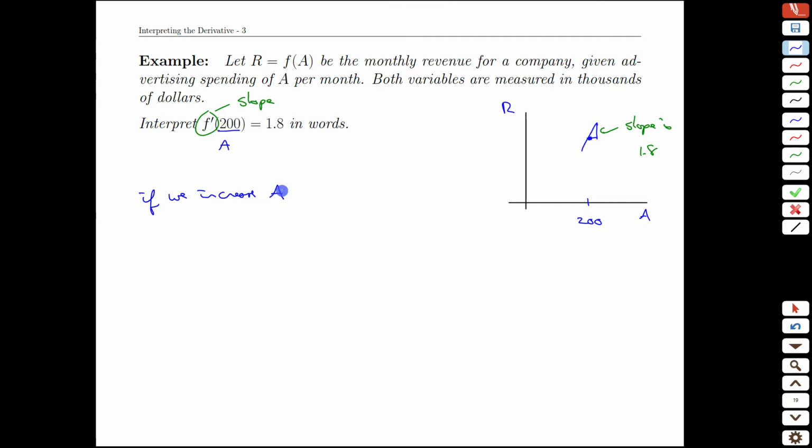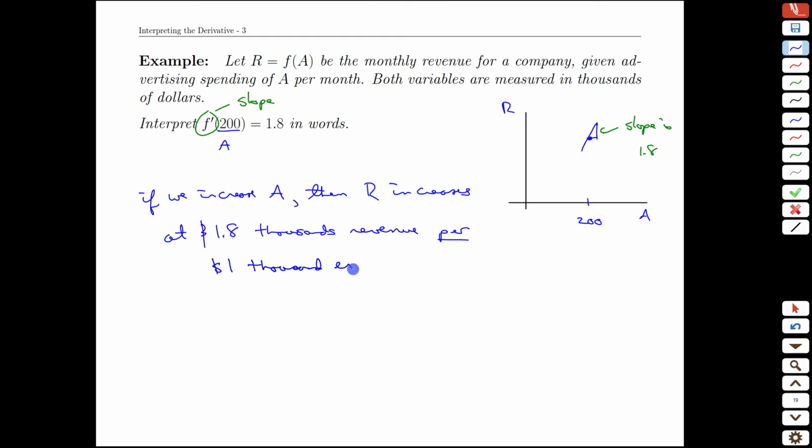A, then our revenue, or our function, increases. We can be very specific here. At 1.8 thousands of dollars. Put a dollar sign in front of there. Revenue per, that's a key phrase here, is the denominator, per 1,000 extra spent on advertising.